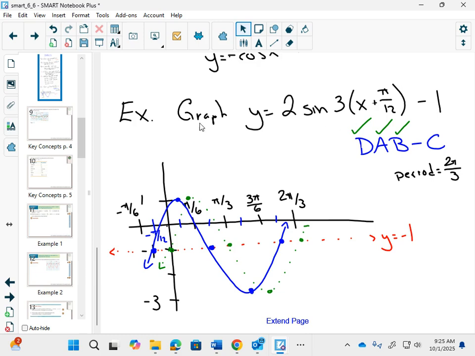So that was example 1, and we get to do 2 more examples just like this. I'll give you a second to finish writing this down. Once you get really good at DAB C, these graphs are easy to make, and they are always worth 4 marks on the final exam. So a lot of marks.